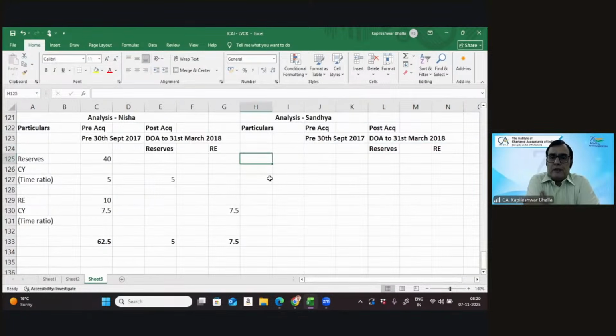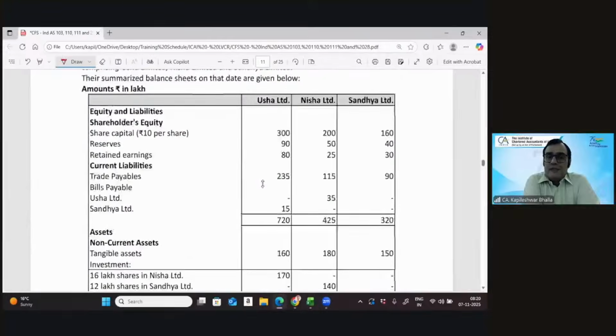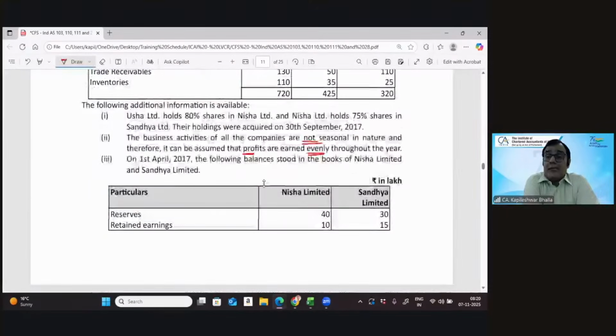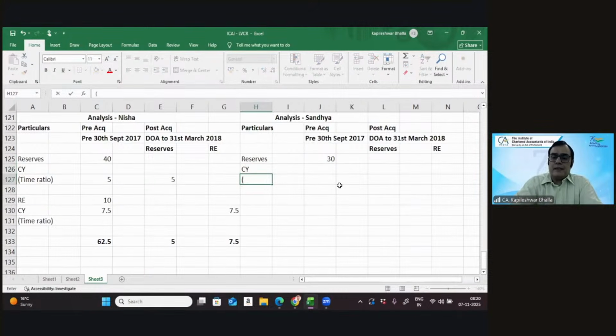Okay, so let's begin the analysis with reserves in this case. Let's go back to the balance sheet. Reserves are appearing to the extent of 40 for Sandhya in the balance sheet, and in the additional information, it is 30. So you can tell me how much is pre. That's right. 30 is pre, and the increase of 10 again is divided in the time ratio. Wonderful. So 30 becomes pre, and we take the current year in the time ratio exactly the way we did earlier. So this is going to be 5, and this is going to be 5.